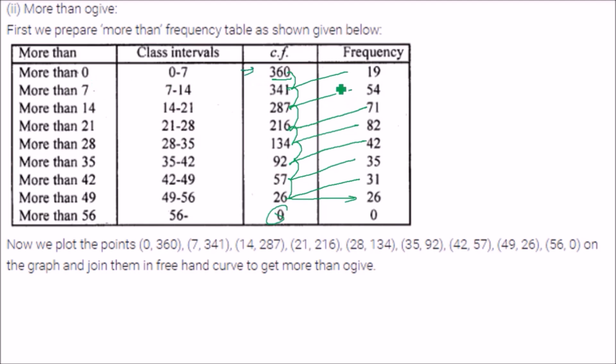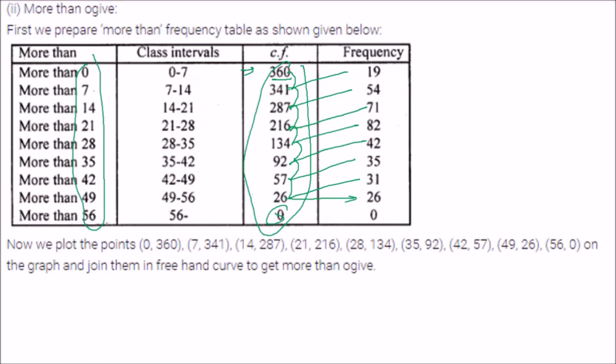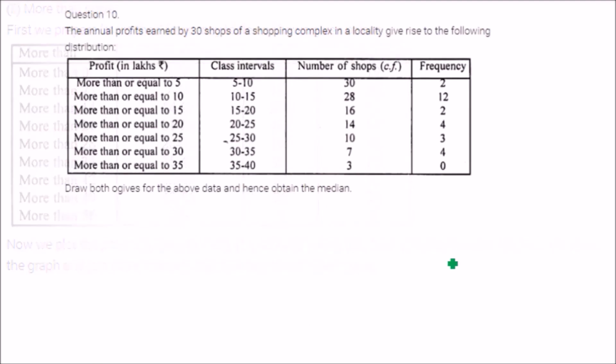So we'll start with the highest one. Now our points will be this, x will be this one, and y will be this one. So this is the plotting. Here is the plotting. So this is how I hope you will be able to plot this, because we already have the points. So this is the higher one, the less than and more than OGIVE.